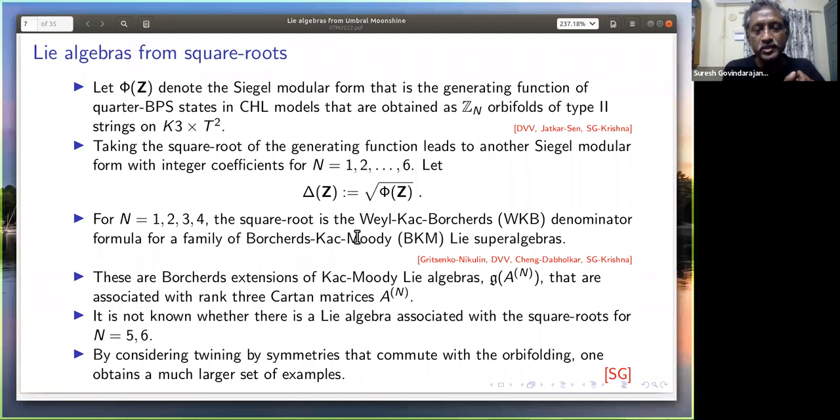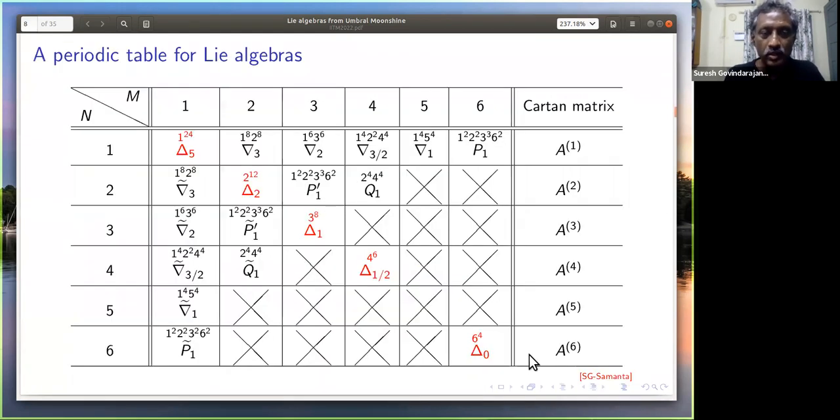And they're all Borcherds extensions of Kac-Moody Lie algebras, g of A_N, of some Cartan matrices. And it is not known whether there is a Lie algebra associated with the square roots for n equal to 5 and 6. So these are in something called CHL orbifolds. But what one can do is what is called twining by symmetries that commute with the orbifolding. One obtains a large set of examples. And so I wrote out a periodic table of Lie algebras around 2012, which we updated fairly recently with my students, Sutapa and others. And so what we find is, there are two integers, n and m.